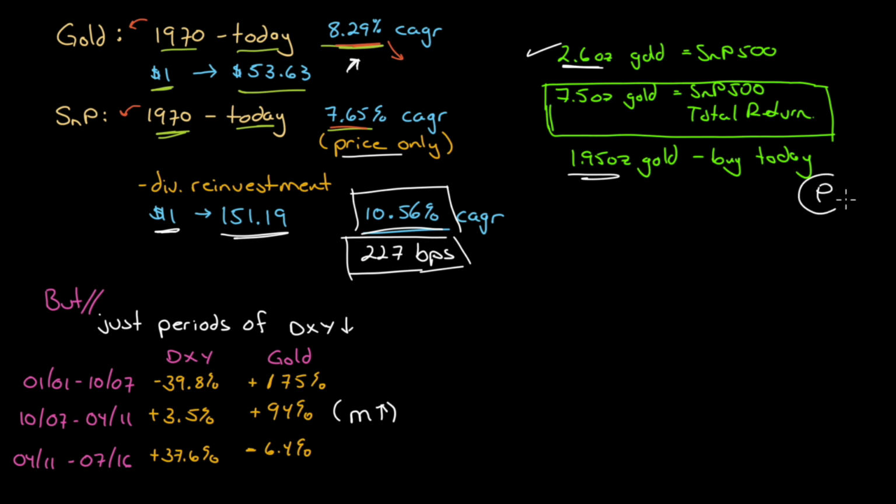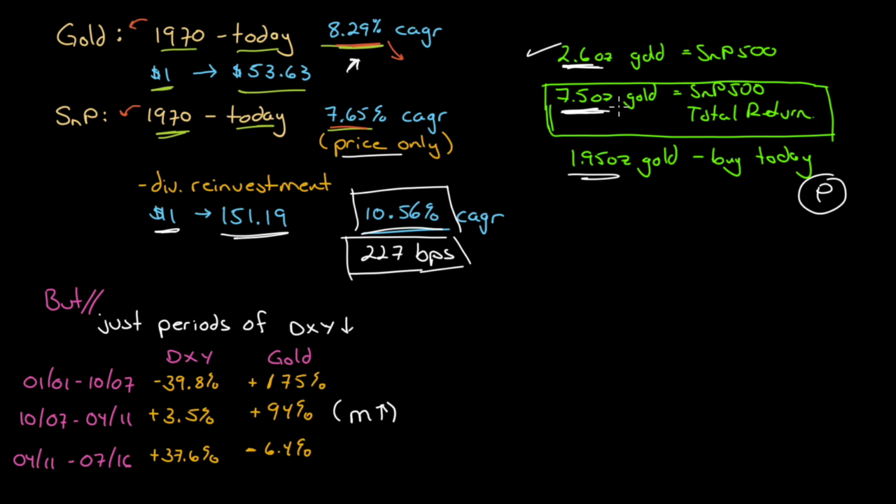But again, that's a price index. You have to look at a total return index. If you want the same total return over the same period of time, it would take 7.5 ounces of gold to buy the reinvested dividends, the total return over that period of time. So it would have cost you 2.6 in 1970. It grew to 7.5 ounces of gold over that period of time.